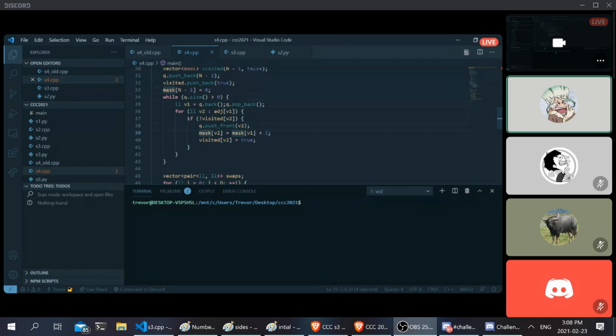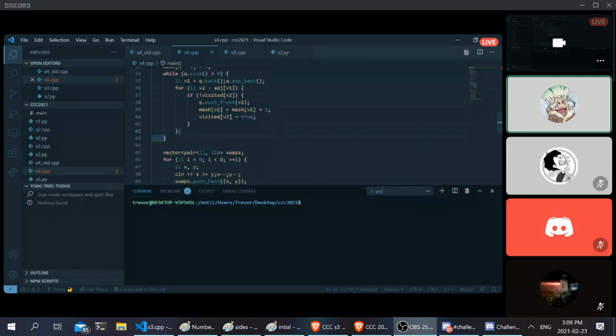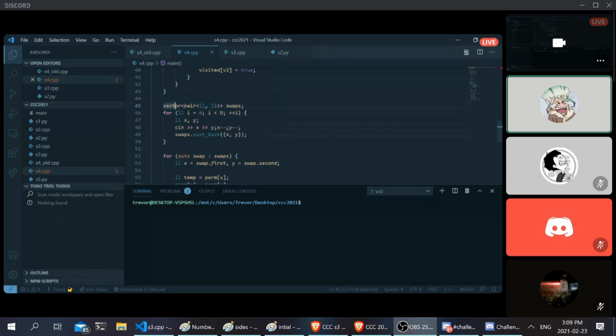So I'm going to call this distance actually. The distance to get from V2 to the final station is just the distance to get to V1 from the final station, plus 1 because they're adjacent to each other. I'll put in more detailed comments later. And then you set visited for vertex 2 to be equal to true, and that's the end of the breadth first search code. And then over here, I made a vector of pairs, which stores all the swaps.